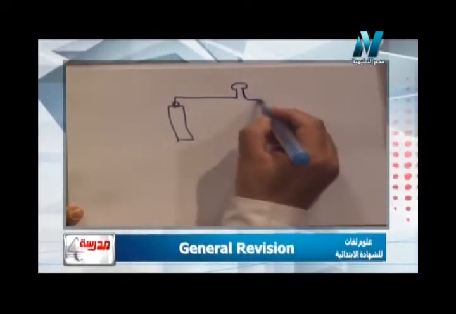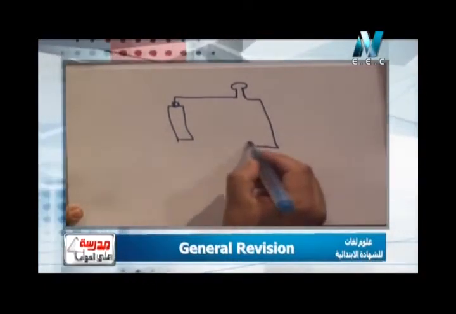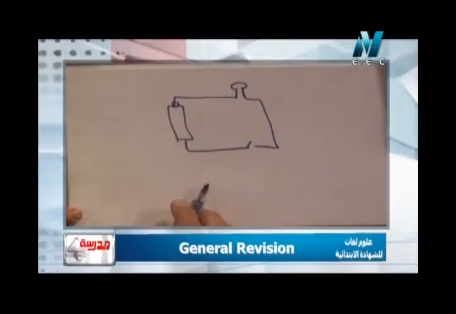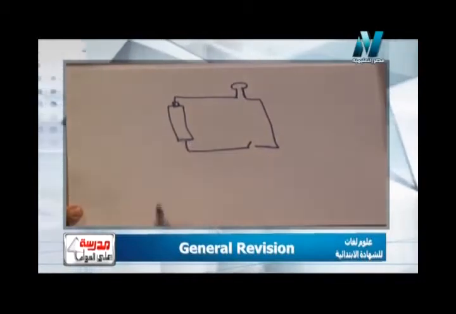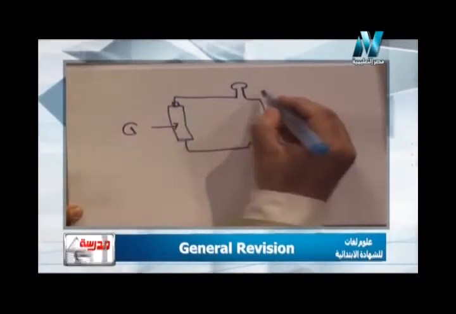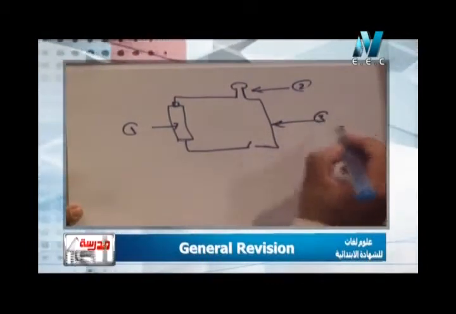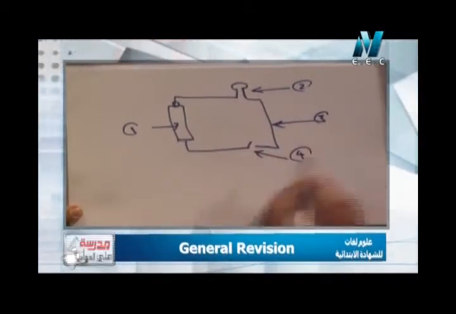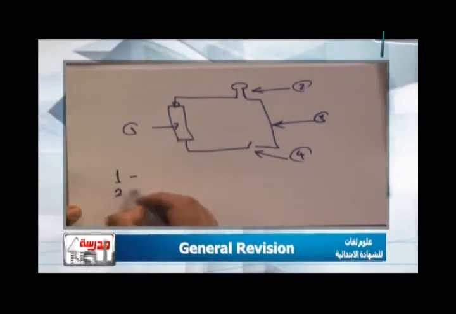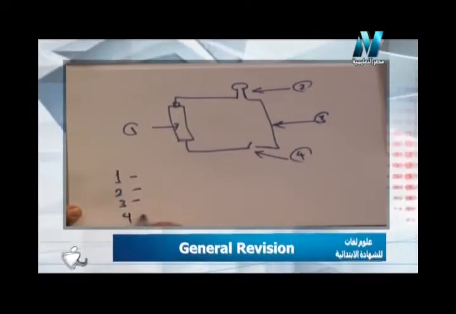So here I have an electric circuit. It consists of a battery, the wire, and also a lamp. And also, in some cases, there is a key and another wire. So here is number 1, here is number 2, number 3, and at last number 4. So number 1 is called what? Number 2 is called what? Number 3 is what? Number 4 is what?